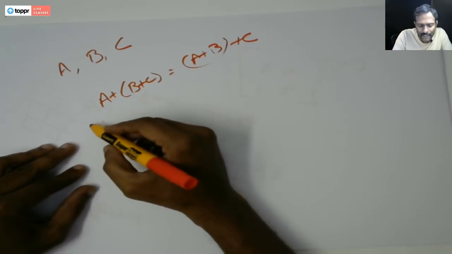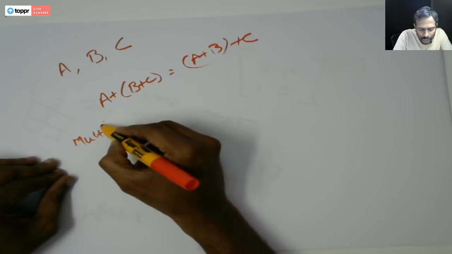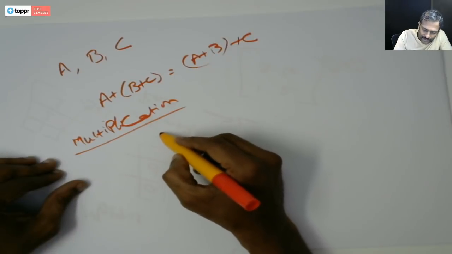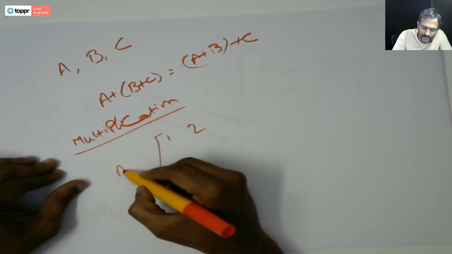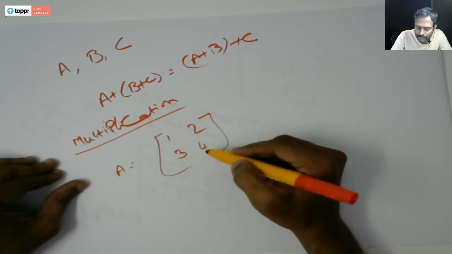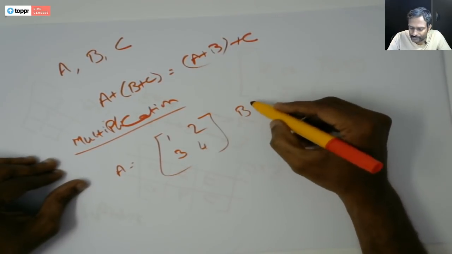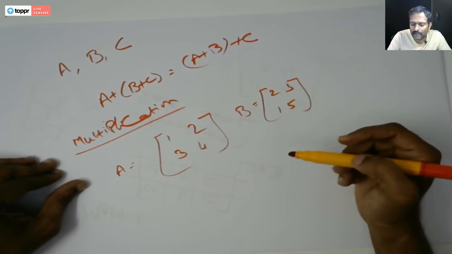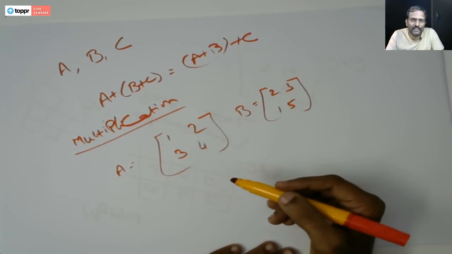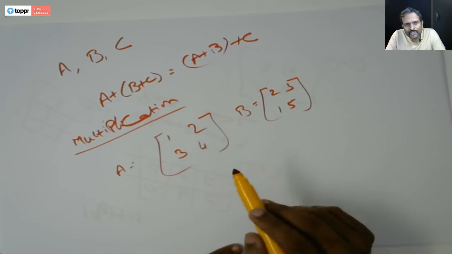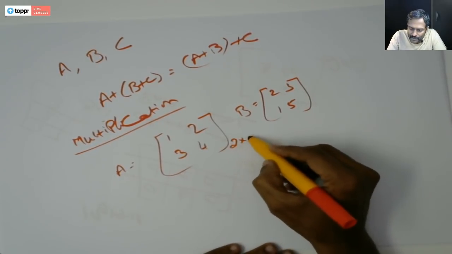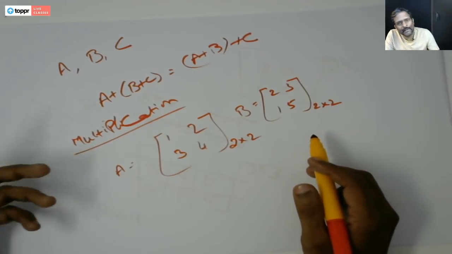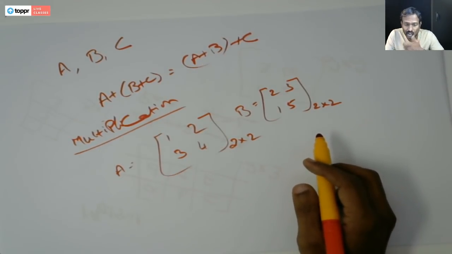Now let us talk about multiplication of matrices. Suppose I have a matrix A as 1, 2, 3, 4 and say B as 2, 3, 1, 5. So how do we do this multiplication of matrices? Before going with multiplication, you should first look into the order of the matrices. Whatever operation you do, you have to pay attention to the order of the matrix.